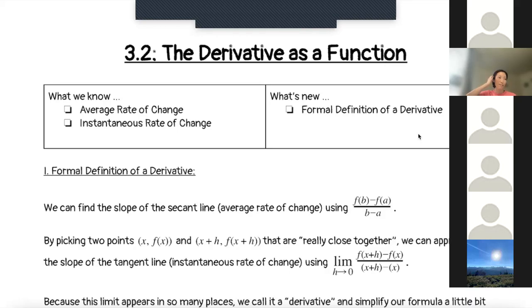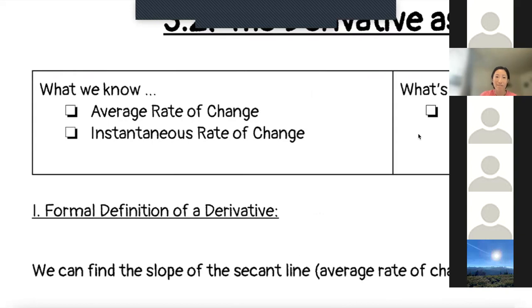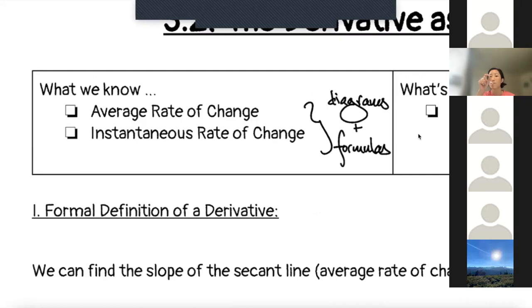All right, so 3.2. What do we know? We know that we've talked about average rate of change and instantaneous rate of change. I think it would be really important to be able to look at the diagrams for these and the formulas, right? And make a strong connection between the diagrams and the formulas.